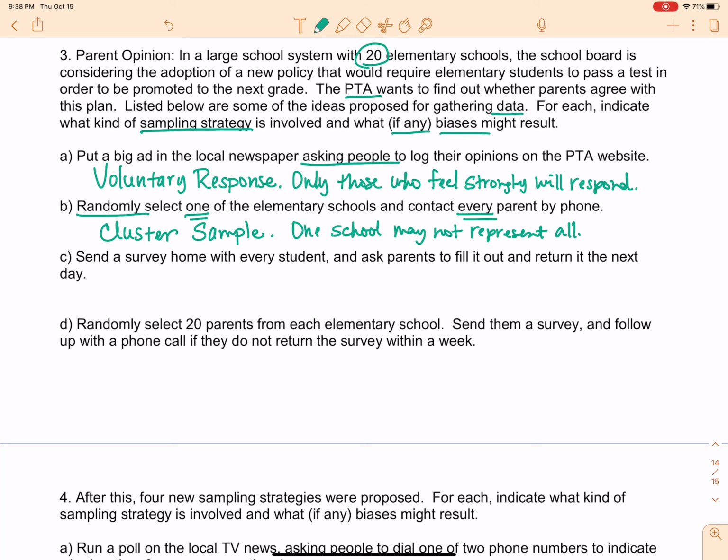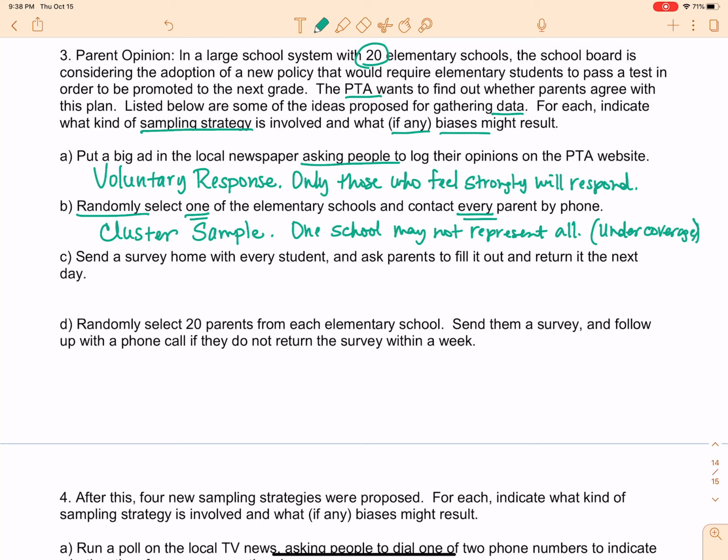So I guess you could possibly use the idea of undercoverage, but you can only say it's undercoverage if you know for certain that this one school is not representative of all the other schools. So undercoverage might be a good example of that type of bias.